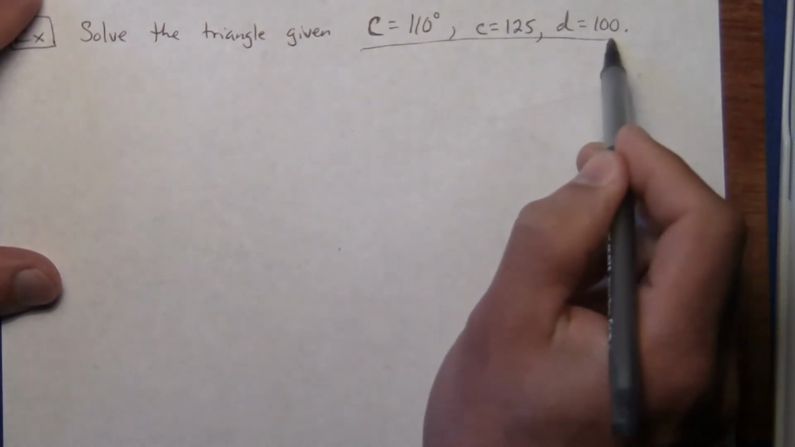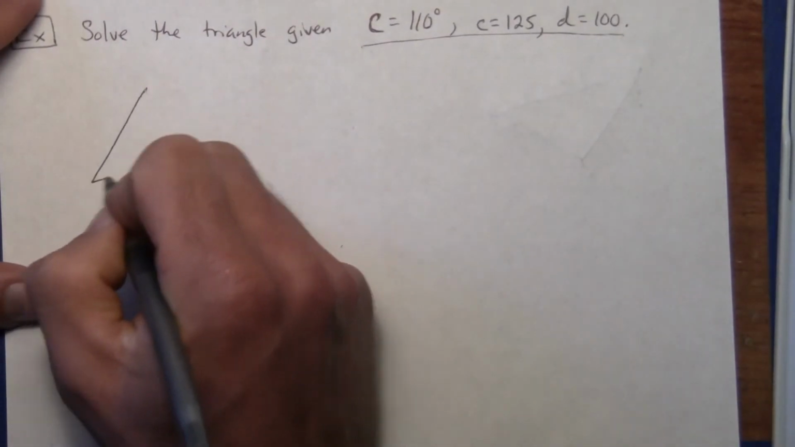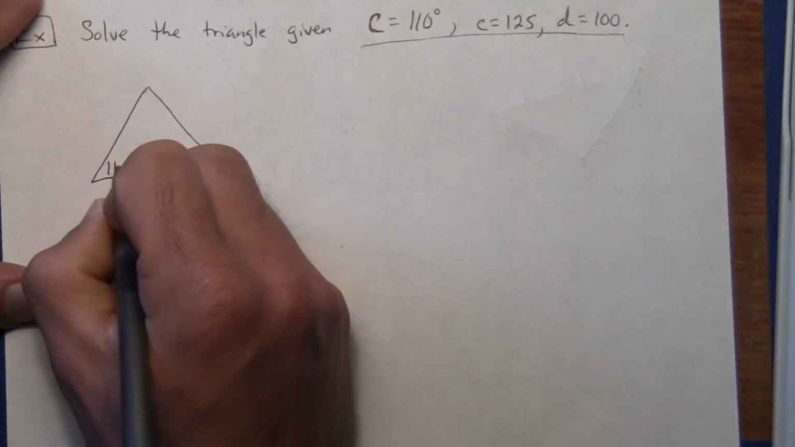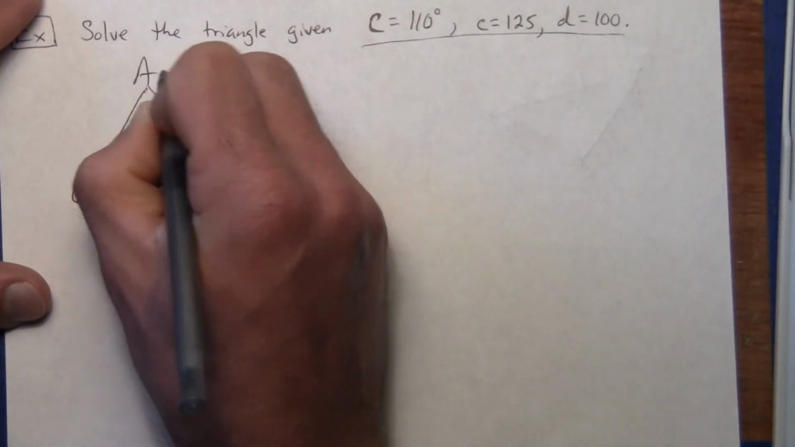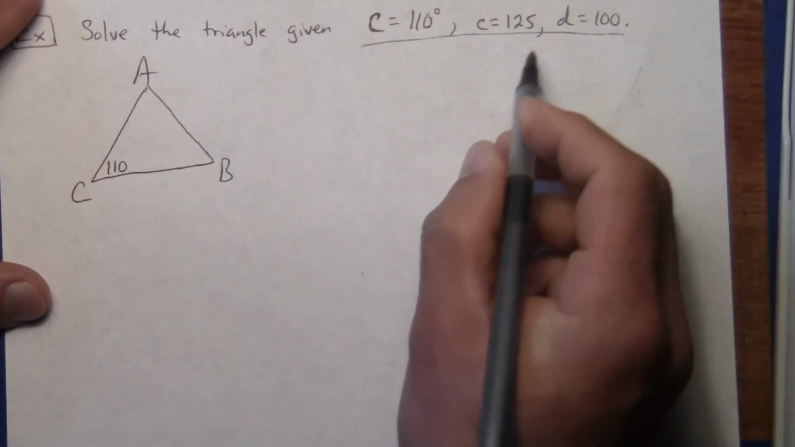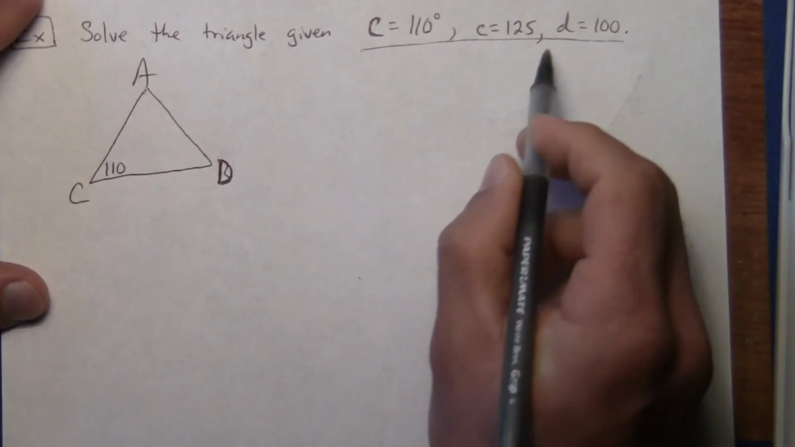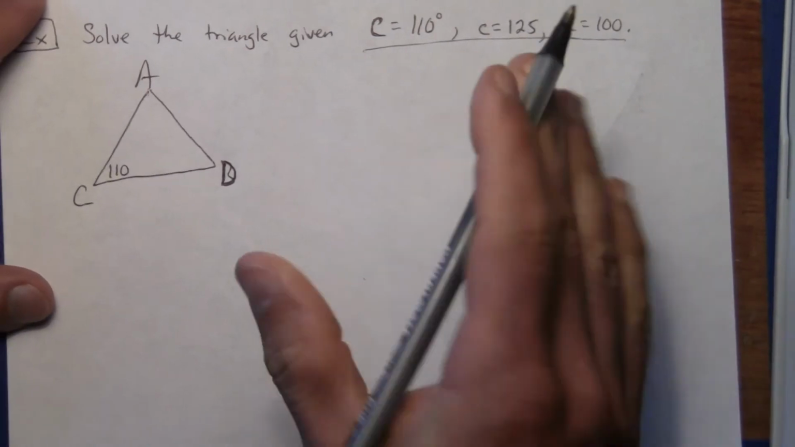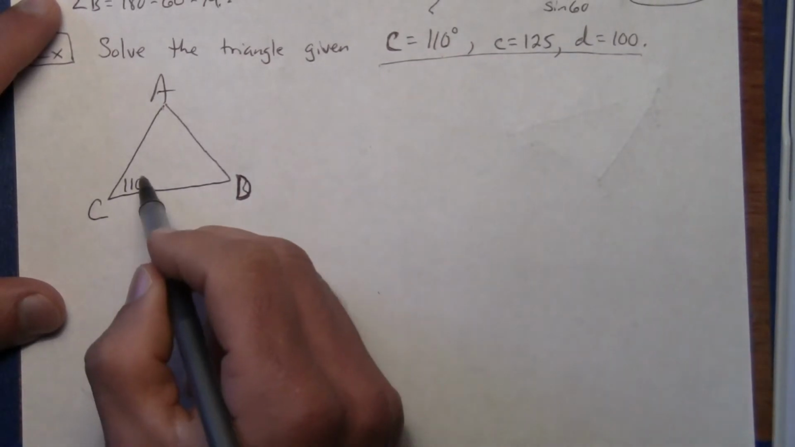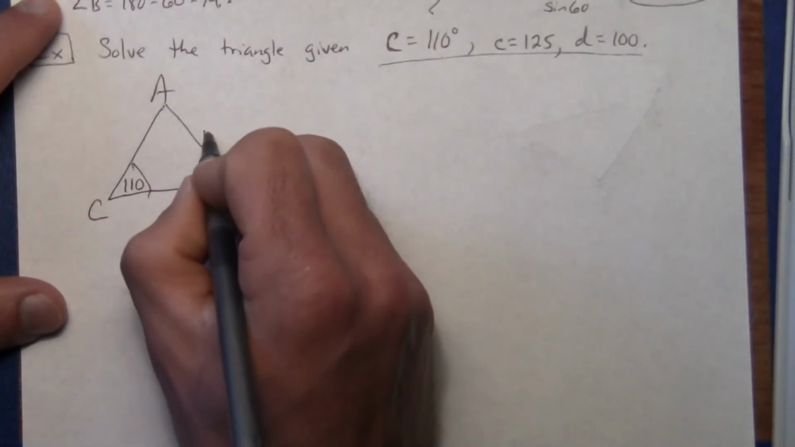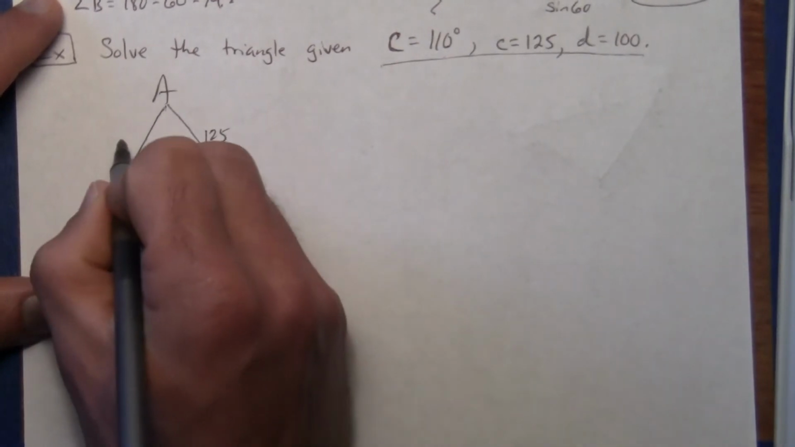They gave me basically the same information. I'm going to go ahead and draw myself a triangle again just so I have something to look at. Here's angle C, A, B. They don't, oh, I guess it's D, isn't it? You can label these however you want, C, D, and they don't give me the third variable, so I pick A. There's angle C. Side C is 125 and side D is 100.